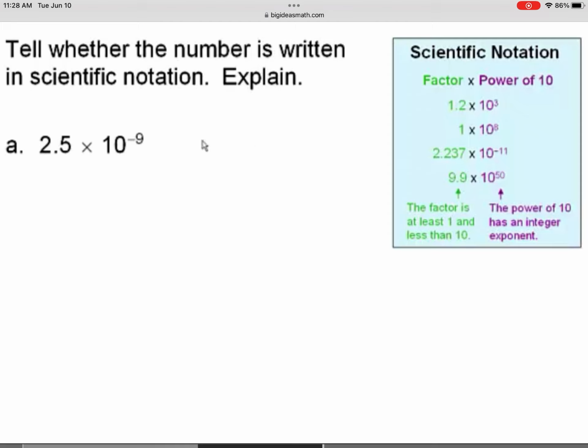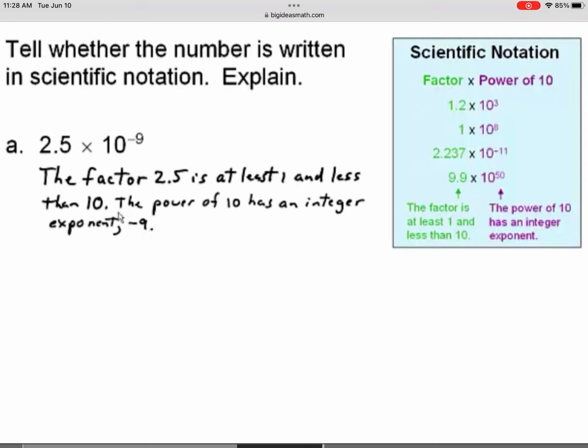Now let's look back at the number we have in Part A. We have a factor times a power of 10, so is this written in scientific notation? Well, first we can say the factor 2 5/10 is at least 1 and less than 10, so it passes that test. We can also say that the power of 10 has an integer exponent, -9, so it also passes that test. So the number is written in scientific notation.